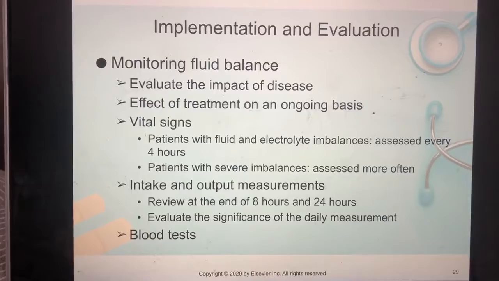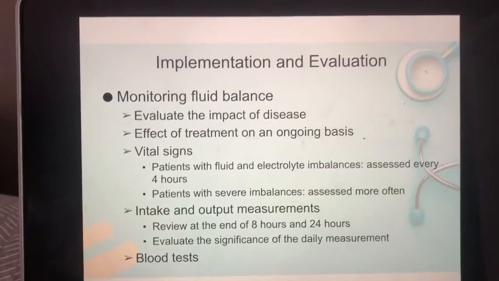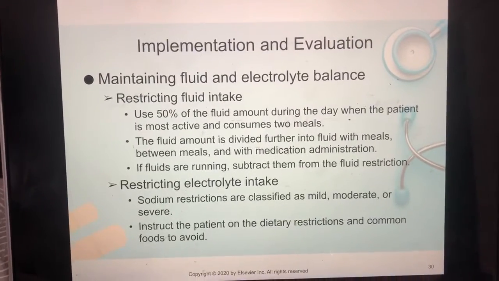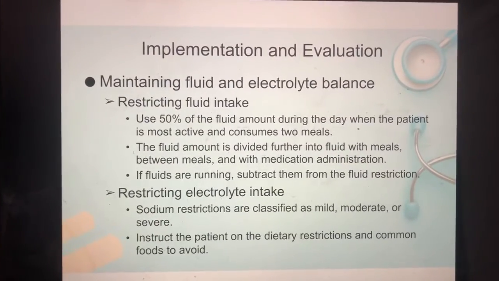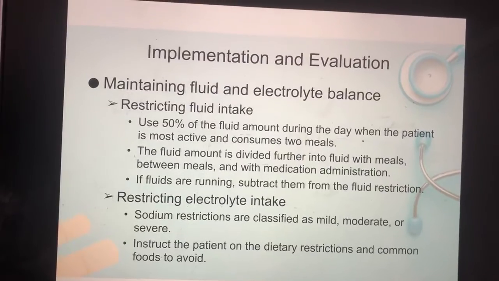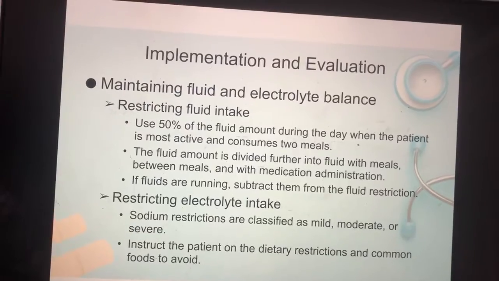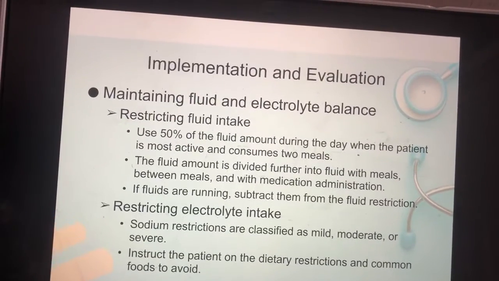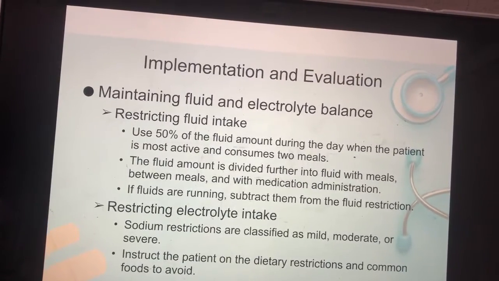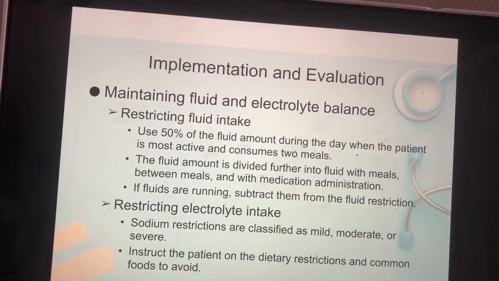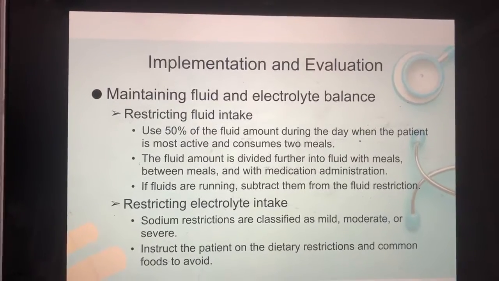We review at the end of 8 hours and 24 hours our intake and output measurements, and evaluate the significance of the daily measurements. When restricting fluid intake, use 50% of the fluid amount during the day when the patient is most active and consumes 2 meals. The fluid amount is divided further into fluid with meals, between meals, and with medication administration. If fluids are running, subtract them from the fluid restriction. So if someone is getting 50 mLs of normal saline an hour and they have an 1,800 mL fluid restriction, just make sure you're keeping an eye on how much they're taking in through their IV.